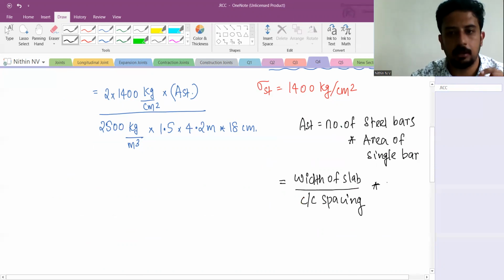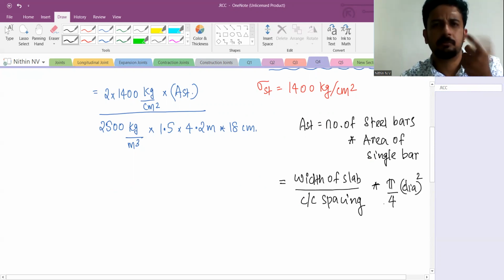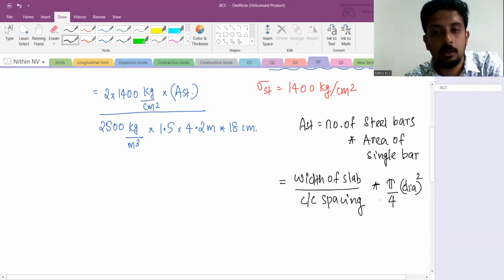into area of a single bar. How much will be the area of a single bar? Area of the single steel bar reinforcement: pi by 4 into diameter square. Pi by 4 d square, okay? That's it. Simple. The cross-sectional area is actually pi by 4 d square.